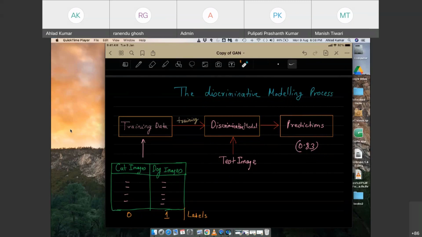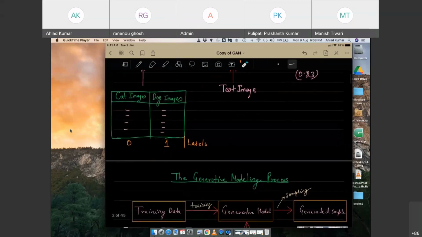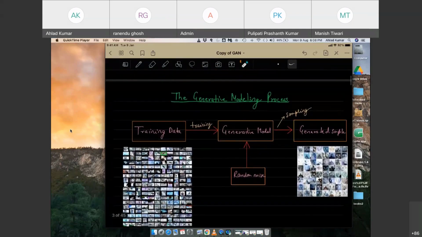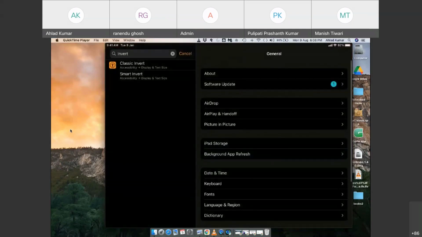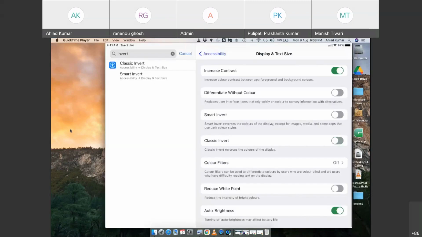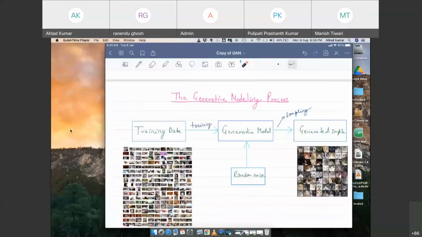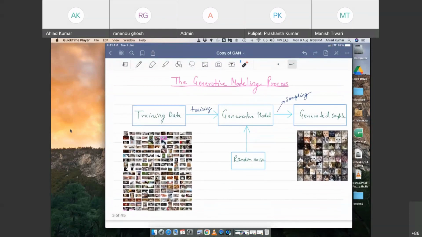So there is another modeling process which we call the generative modeling process. So let me invert the colors first so that these images will become proper. So here if you see, this is basically a generative modeling process where you have some distinctions compared to the discriminative modeling process. And what are they?